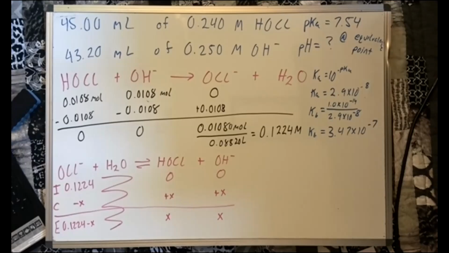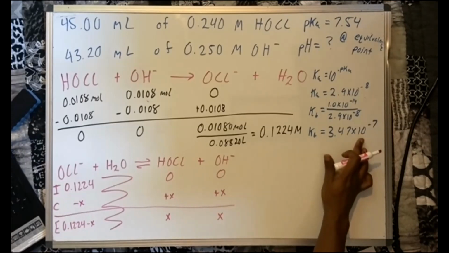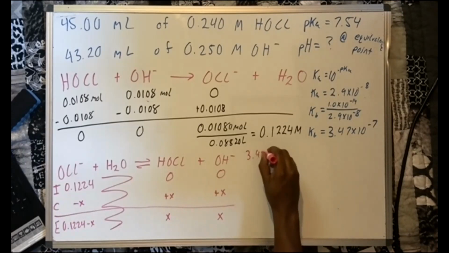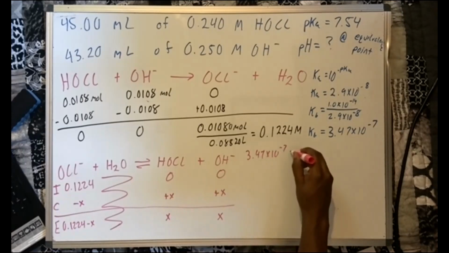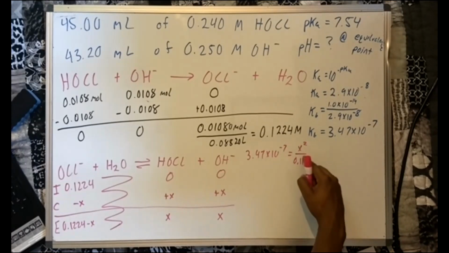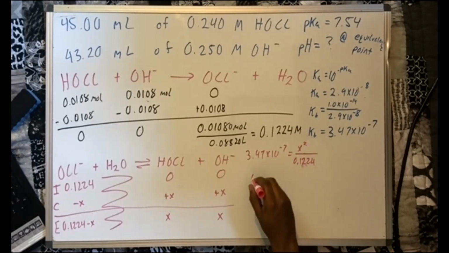Okay, so now we can solve this finally. I'm going to make a small assumption for x. So I'm going to say that 3.47 times 10 to the negative 7 is x squared over 0.1224. And so x is what?